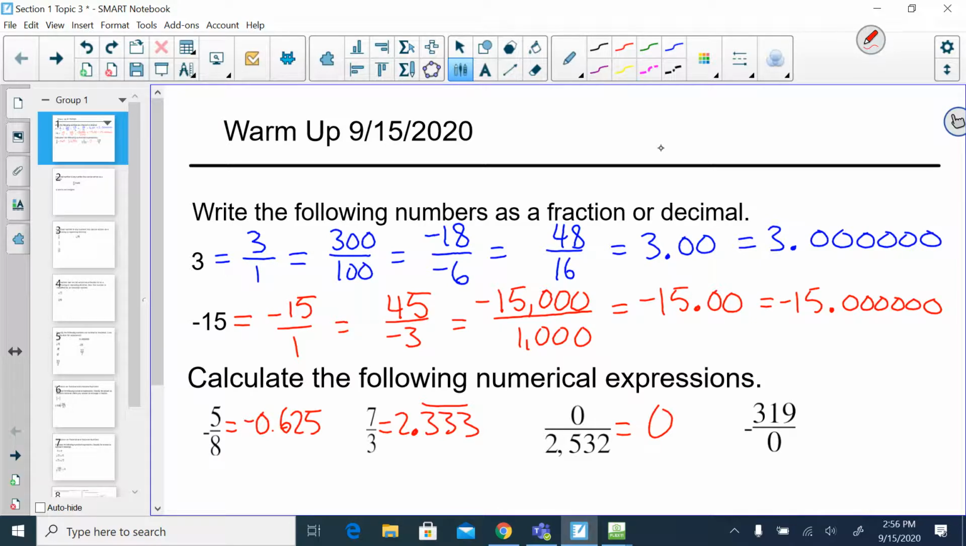Negative 319 over 0. If you type it into the calculator, you're going to get an error message, which means that it is undefined. We write UND, undefined. And the reason why is because your denominator can never be 0. Okay? You can have 0 as your numerator, but it cannot be in the denominator. Okay?